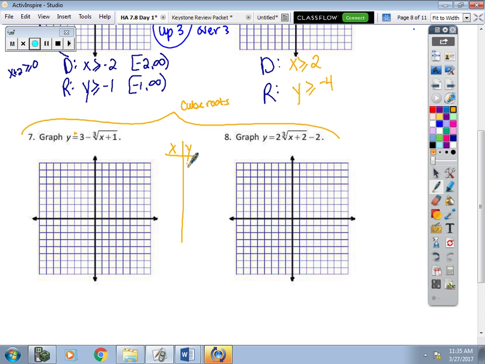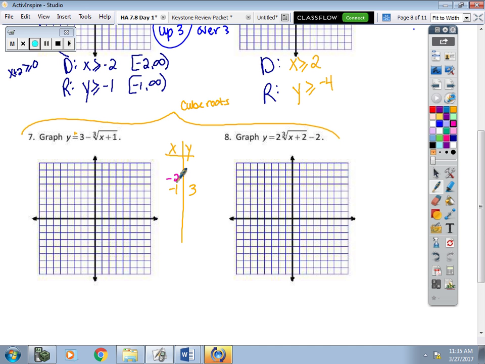All right, now you need to think about numbers that you can plug in that will get you perfect cubes. So for instance, I wouldn't plug in 0 because 0 plus 1 is 1, and I don't know what the cube root of 1 is. So I would maybe start with -1, because -1 plus 1 is 0. The cube root of 0 is 0. 3 minus 0 is just 3.